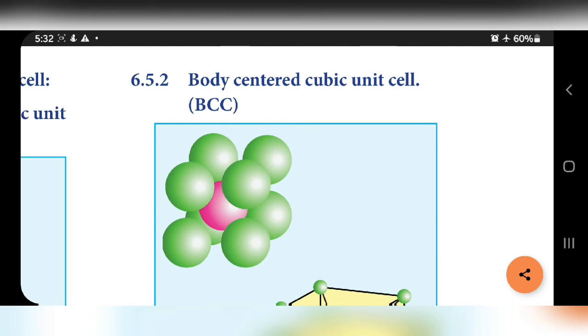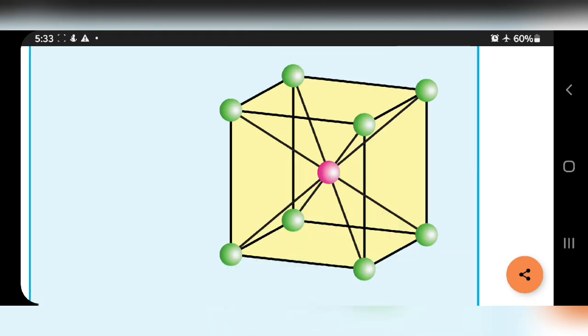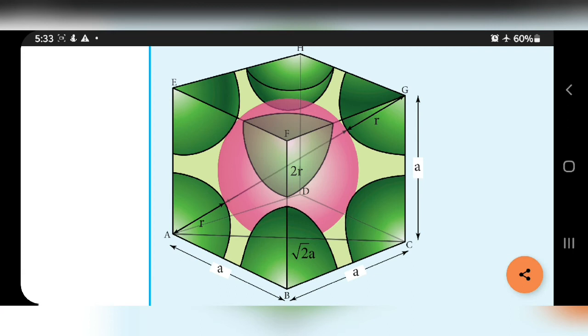Next one, body center cubic. Already you know what body center cubic is; I already explained. Body center cubic means atoms are present at the corners and also at the center of the body. As in simple cubic, here also atoms are present at the corners, so at 8 corners, 8 atoms are present. Additionally, one atom is present at the center of the body, that is the center of the cube, and that is called body center cubic. See this picture, student.